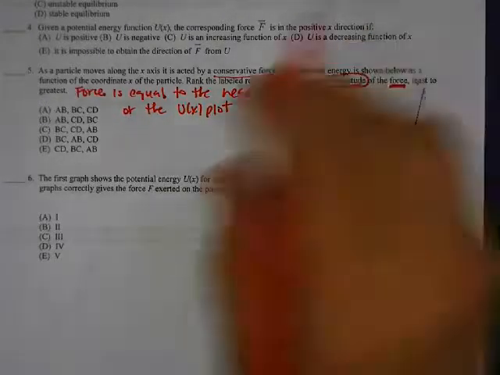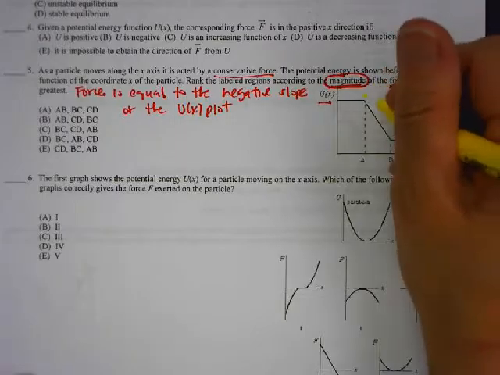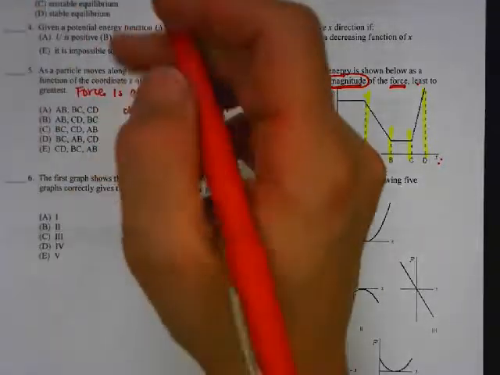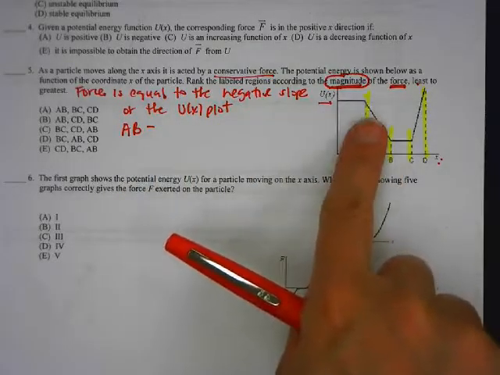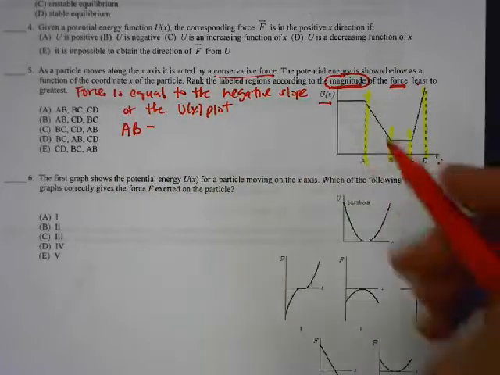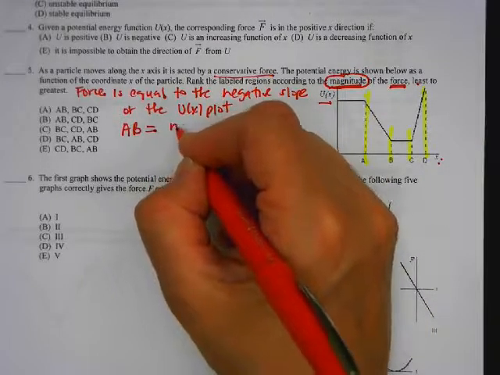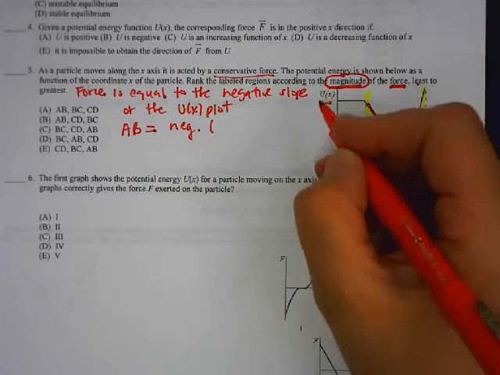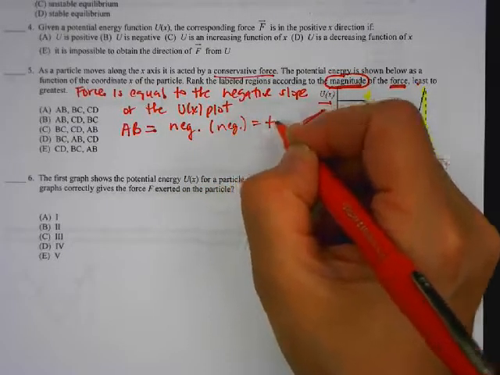So what I would do is do each section at a time, because we're going from A to B, and so on. So this is A to B, then B to C, and then C to D. From A to B, remember, force is equal to the negative slope. So again, we know stuff about slopes. The steeper the slope, the greater the magnitude. If we look from A to B, A to B is a negative slope, because remember, a positive slope goes like this. So it's a negative slope, which means it's positive force.